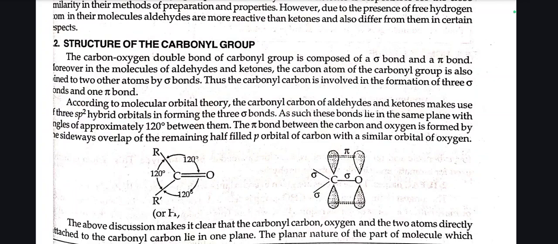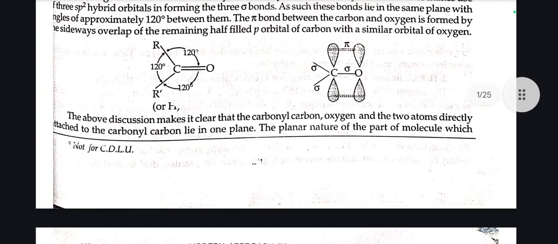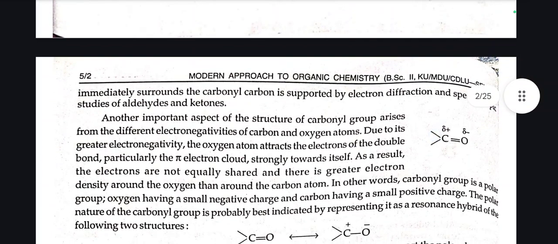The pi bond between the carbon and oxygen is formed by the sideways overlap of the remaining half-filled p orbital of carbon with a similar orbital of oxygen. The above discussion makes it clear that the carbonyl carbon, oxygen, and the two atoms directly attached to the carbonyl carbon lie in one plane. The planar nature of the part of the molecule which immediately surrounds the carbonyl carbon is supported by electron diffraction and spectroscopy studies of aldehydes and ketones.